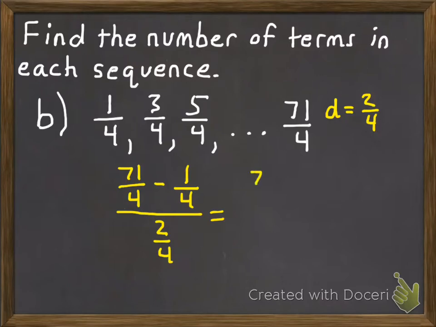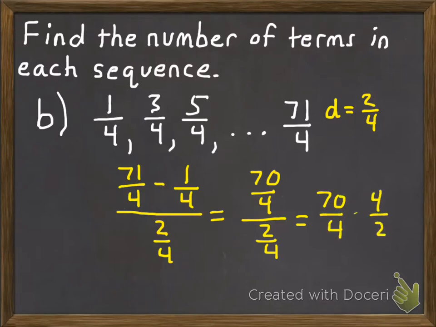So we're going to get 70/4 divided by 2/4, which we know we can make 70/4 times 4/2. And then the 4s will cancel, the 70 becomes a 35, the 2 becomes a 1. So we end up finding out 35 times you could add that difference 2/4 to the first term in order to get the last term.